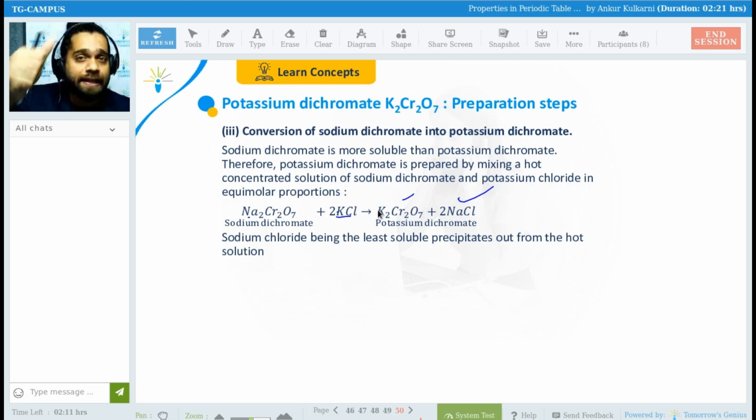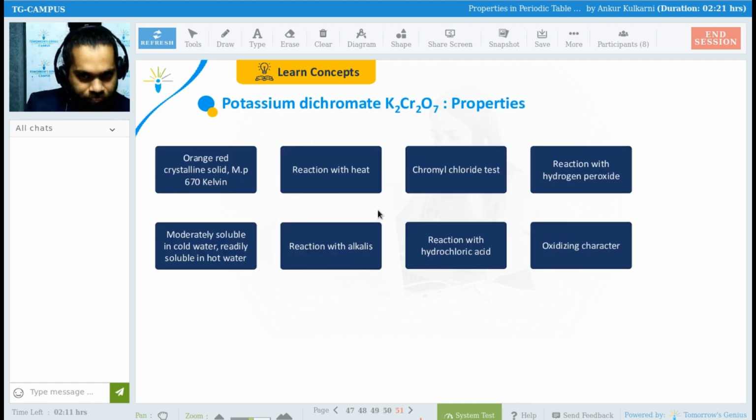So the first step was, we had taken chromite ore which contained Fe and chromium both. We removed Fe by treating it with base. We got chromate. Then that chromate we converted to sodium dichromate, and that sodium dichromate we converted to potassium dichromate. Is it clear, Anmoldeep, Kevin, Prashanti, Gopinath, Sarjana? This is where we stopped in the last lecture. Then we started with the properties also.